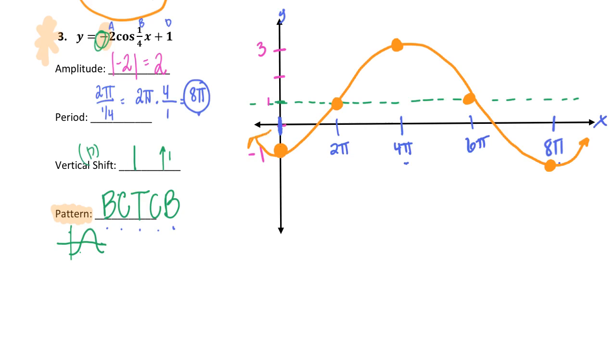Final step, we'll talk about the domain and the range. Domain never changes, it continues on forever. The range, the lowest y value is -1, the highest is 3. Make sure you have brackets on the end of those.